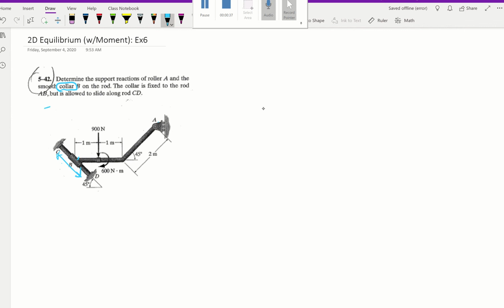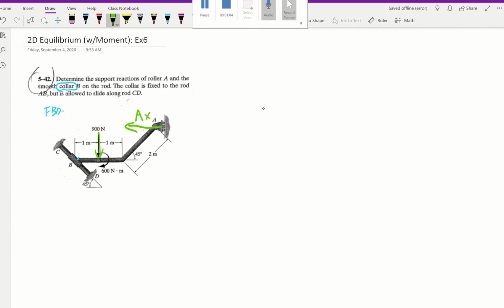So if we were drawing our FBD first, let's consider that A is going to be a roller support, so it can move freely in this direction. Then we won't have a force in that direction. We're just going to have our force in this direction. Since it cannot move freely there, we can just draw Ax. Then we have this external force of 900.